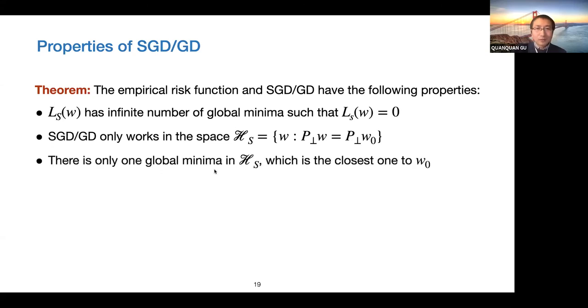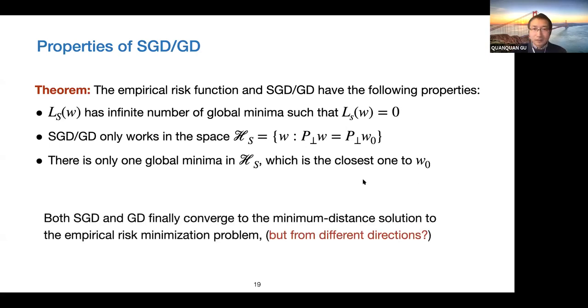And there's only one global minimum in this parameter space, which is the one closest to W0. Okay, so remember that if W0 equals zero, then this unique global minimum is the minimum norm solution in this subspace. But we don't need to require W0 to be a zero vector. Then it will be the minimum distance solution, the one that is closest to W0. So this theorem is not very surprising. It just lays out the space where all the analysis will be carried out.